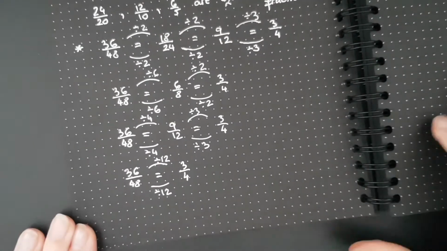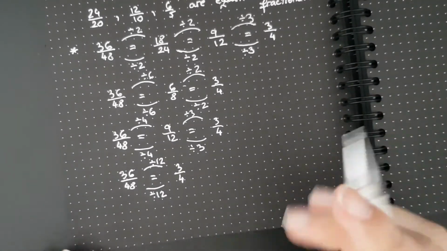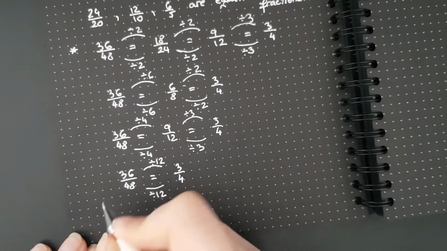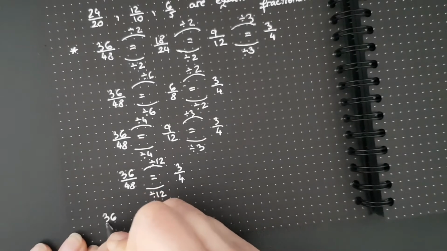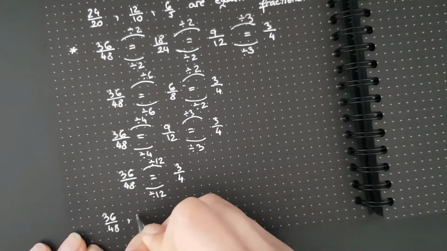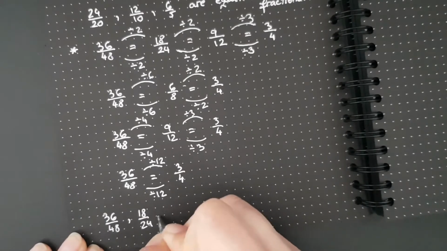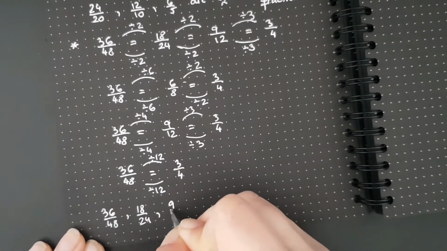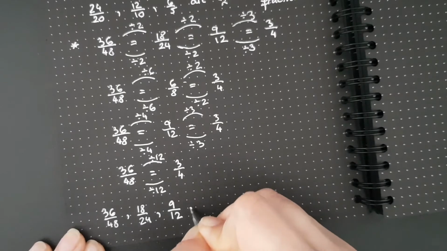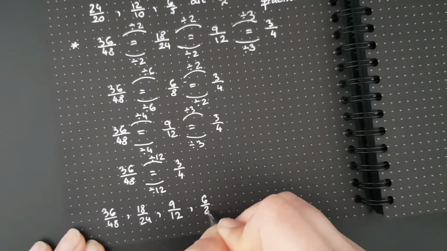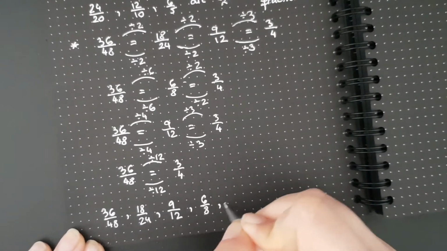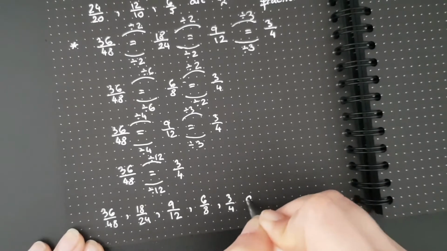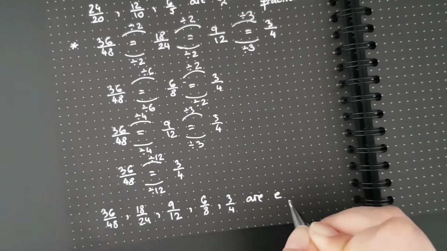So if I want to make a list of equivalent fractions in this case, it's a bit longer. So I've got 36 over 48, I've got 18 over 24, I've got 9 over 12, I've got 6 over 8, and I've got 3 over 4. So all of these are equivalent fractions.